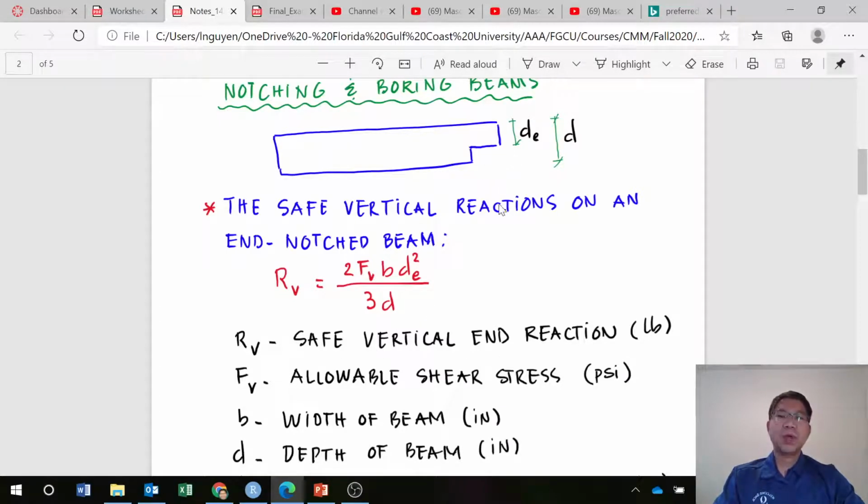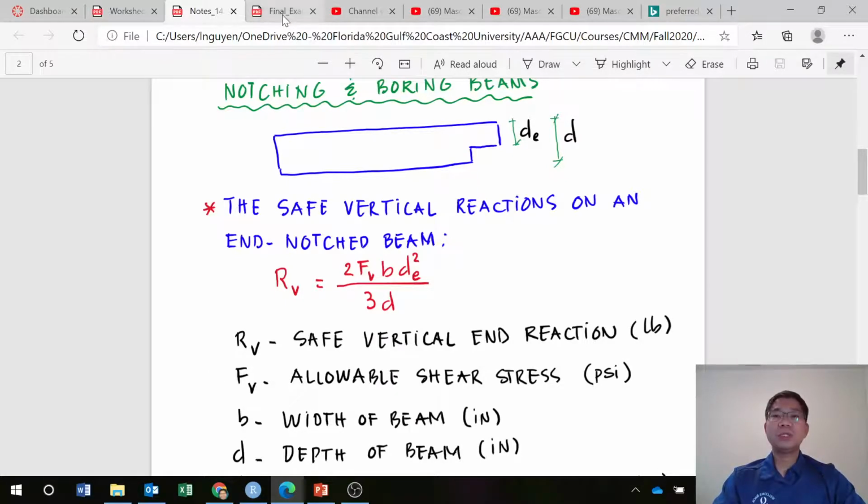So when you have the reaction there, if you put too much load on there and it exceeds that load, the beam can have a local break in this area, and of course when it breaks locally, the whole structure will collapse. What is FV, the allowable shear stress?